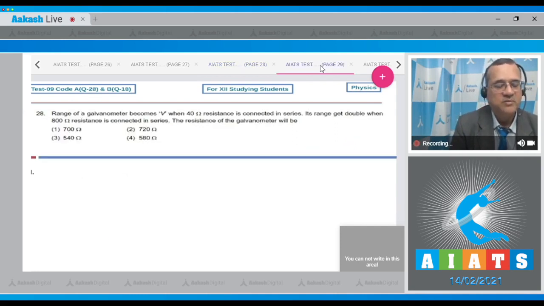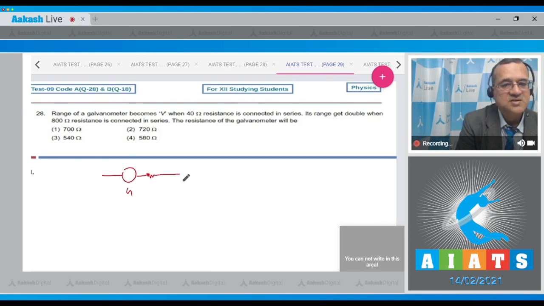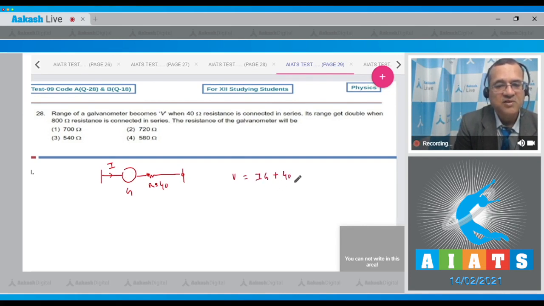The range of a galvanometer becomes V when 40 ohm resistance is connected in series. Its range gets doubled when 800 ohm resistance is connected in series. The resistance of the galvanometer would be? Now see, this was a galvanometer with certain resistance, say G, and when you connect a resistance of 40 ohm, there will be a certain current, say I, flowing, and V is the potential drop. So what is the equation? V is equal to (G plus 40) into I.